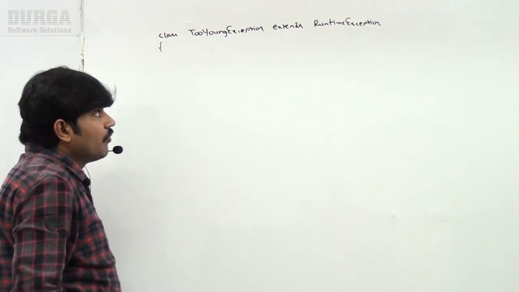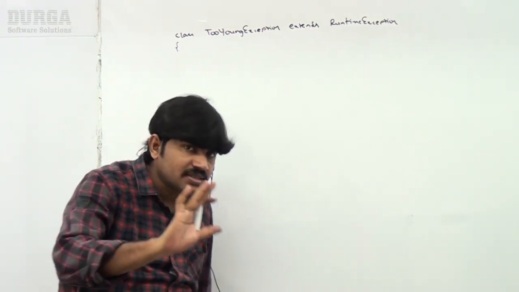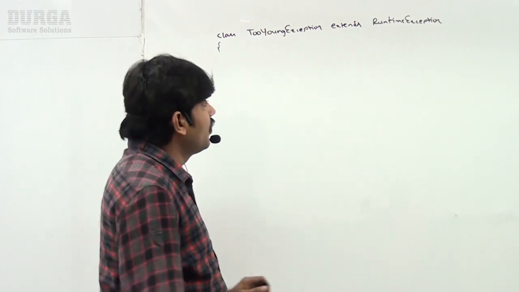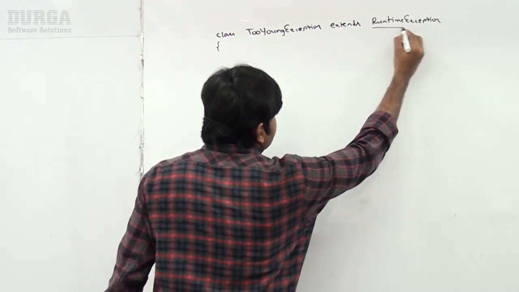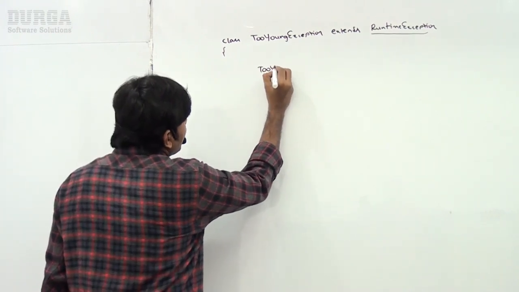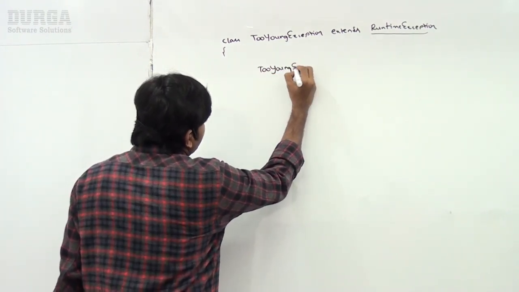Why? What is the reason for that? At last I will explain. Just observe that it acts as just a template. So TooYoungException extends RuntimeException. What is the reason? I will explain, don't worry.